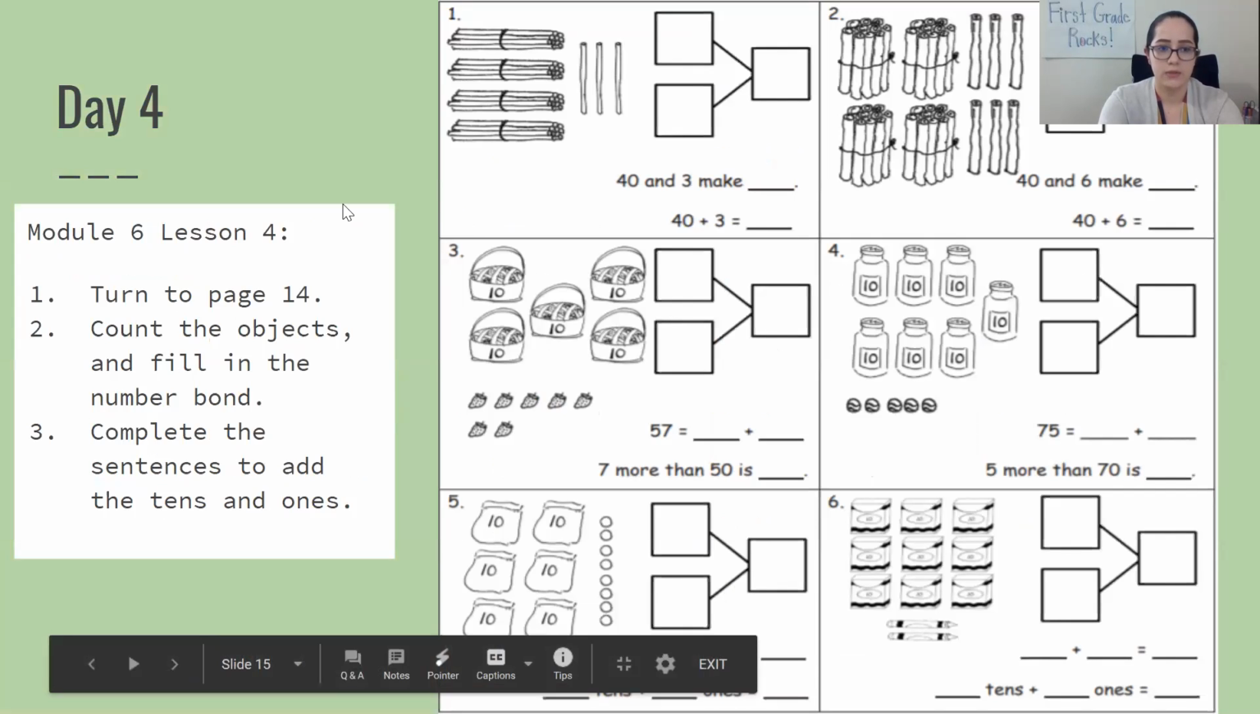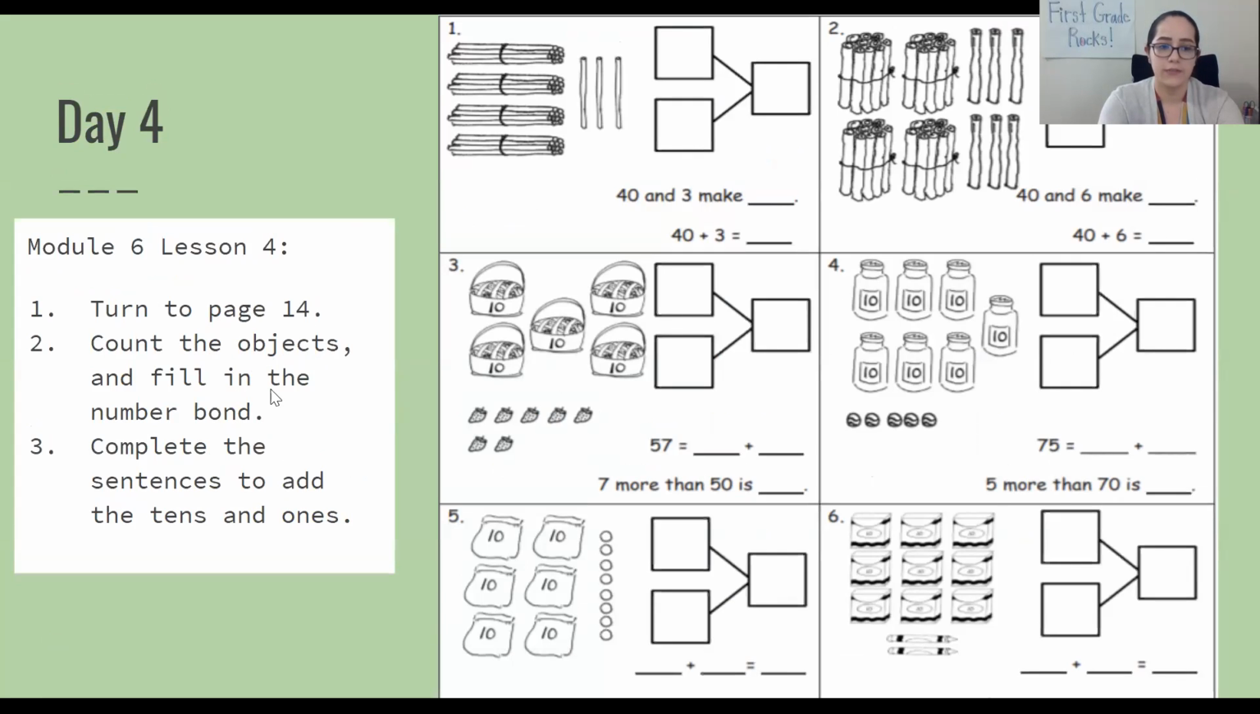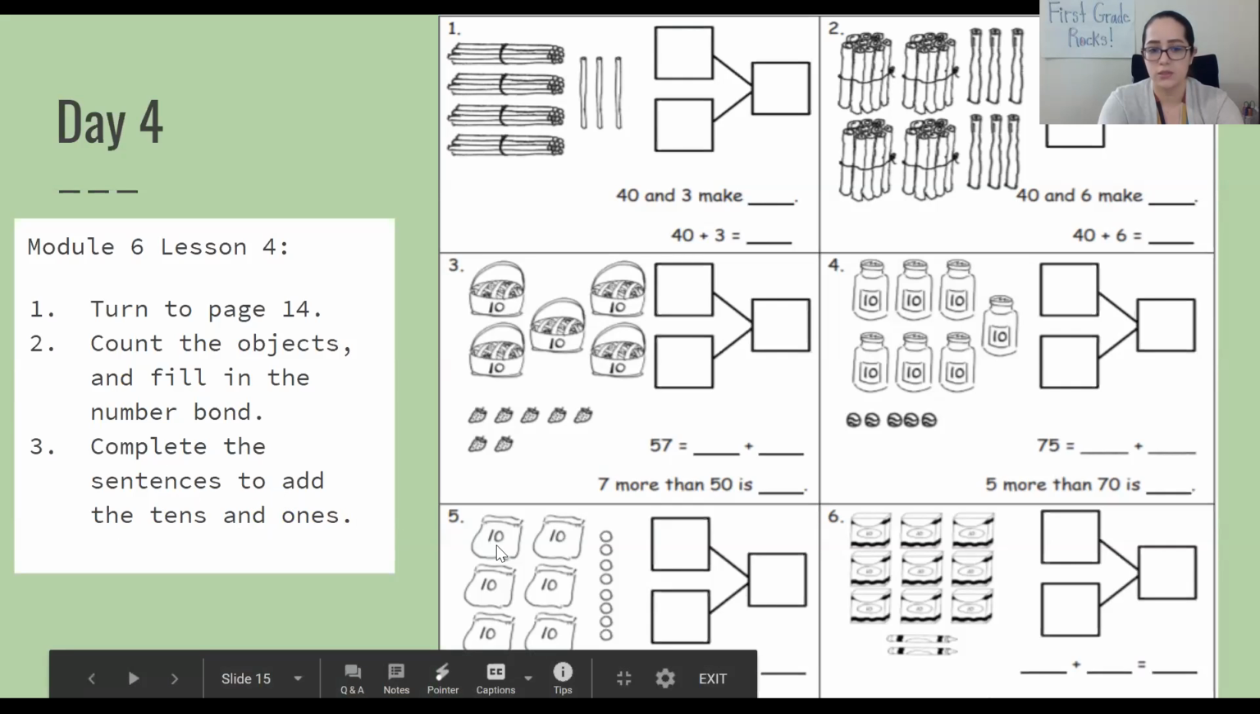All right, the second activity for day 4 is for the Module 6 Lesson 4 on page 14. We're going to count the objects and fill in the number bond. Some of them are, all of them, you're going to complete the sentences to add the tens and ones as well.